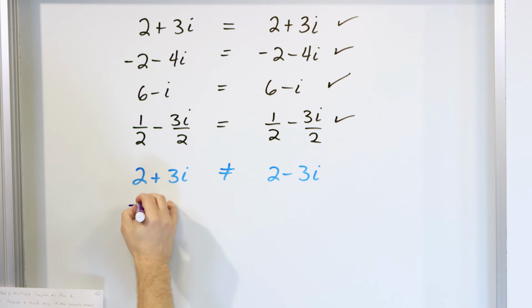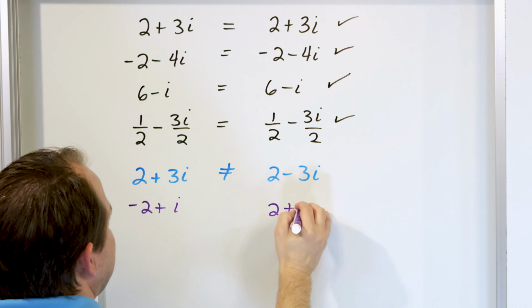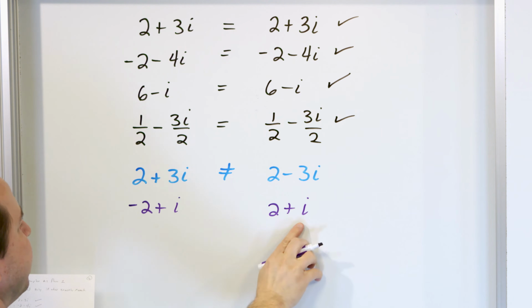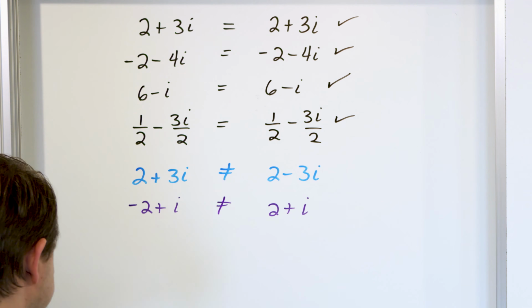What if you have negative 2 plus i on the one hand, and someone has 2 plus i over here? Well, the negative 2 does not match the 2. The i's match, but the 2 and the negative 2 don't, so these are not equivalent to one another.